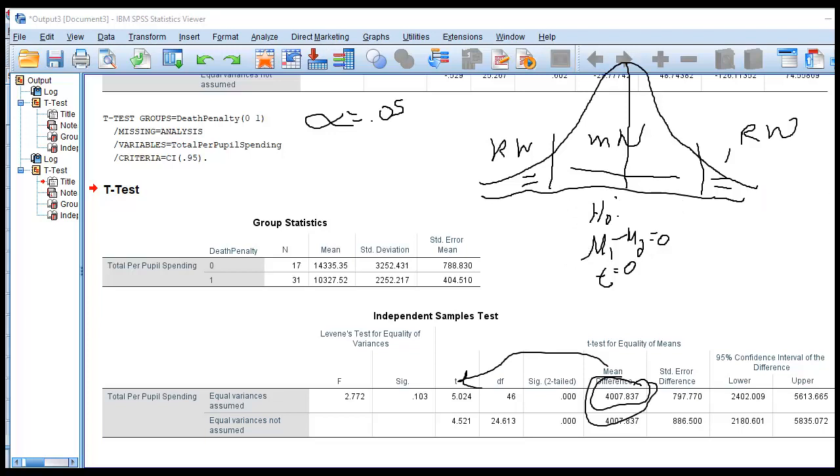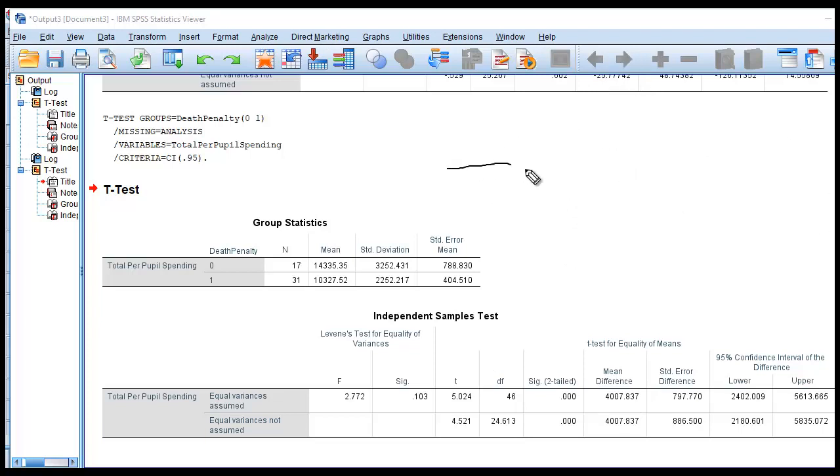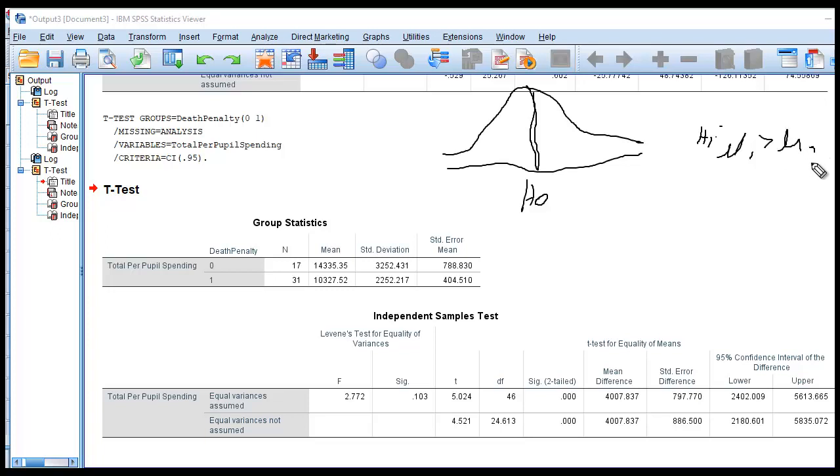If we're testing a directional hypothesis, then we're still using the t-distribution, terribly drawn of course, but we would still have the t-distribution. At the center of the distribution, we still have the null hypothesis. And if we specify for our research hypothesis that mu1 is greater than mu2, which stated differently would be mu1 minus mu2 greater than 0, then we're testing in the upper tail of the t-distribution.